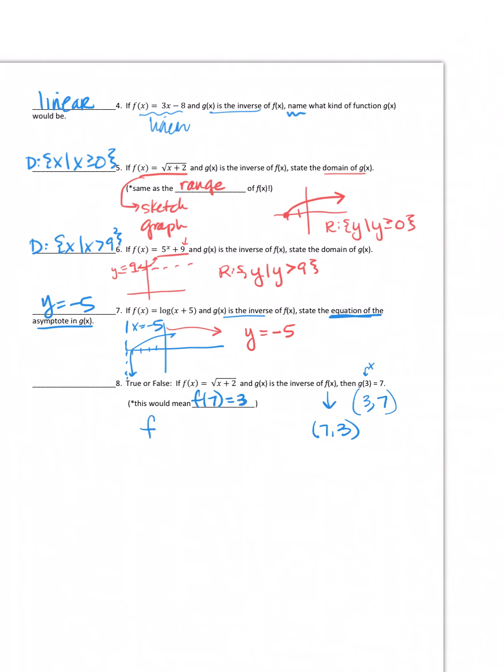So let's do that. Is f of 7 equal to 3? If we plug in 7 into this equation, we'll have the square root of 7 plus 2. That's the square root of 9, which is 3. And it checks out. Yes. So the statement, if f of x is the square root of x plus 2 and g of x is the inverse, then g of 3 equals 7, is a true statement, and that's how you check it.